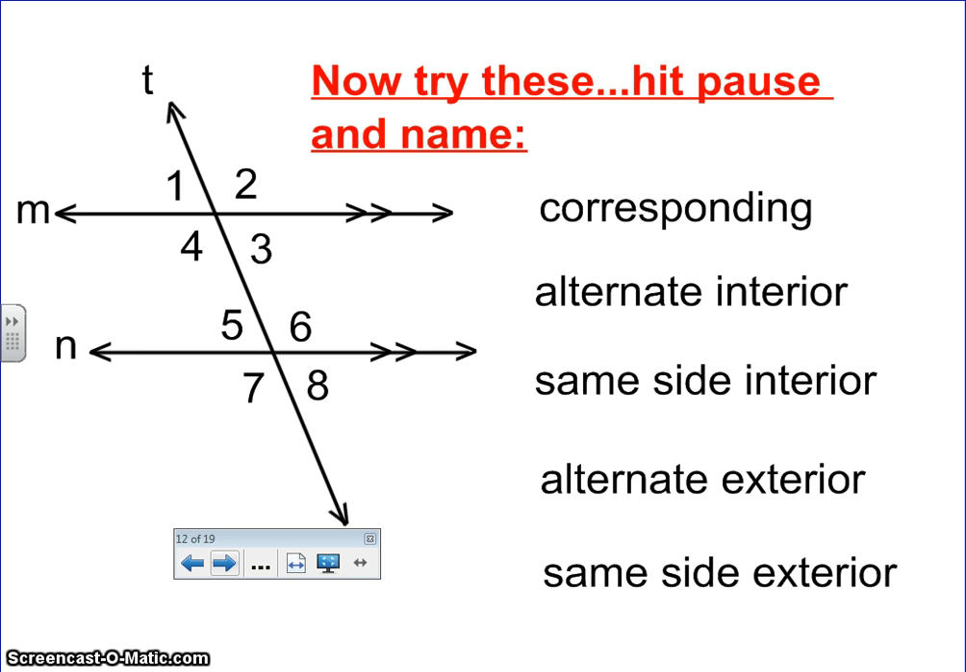So what I want you to do is to hit pause right now and then try and identify all the corresponding angles, alternate interior angles, same side interior angles, alternate exterior angles, same side exterior angles, and then next to each one either put congruent or supplementary, just to make sure that you've learned what we're supposed to know so far. Hit pause and I'll be back with the answer.